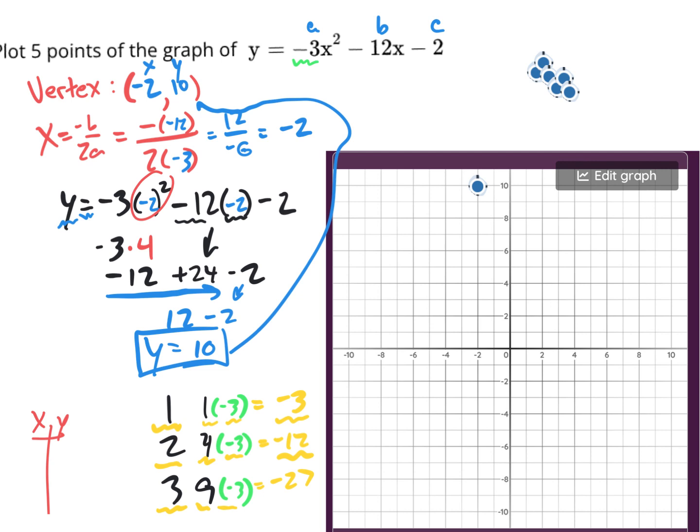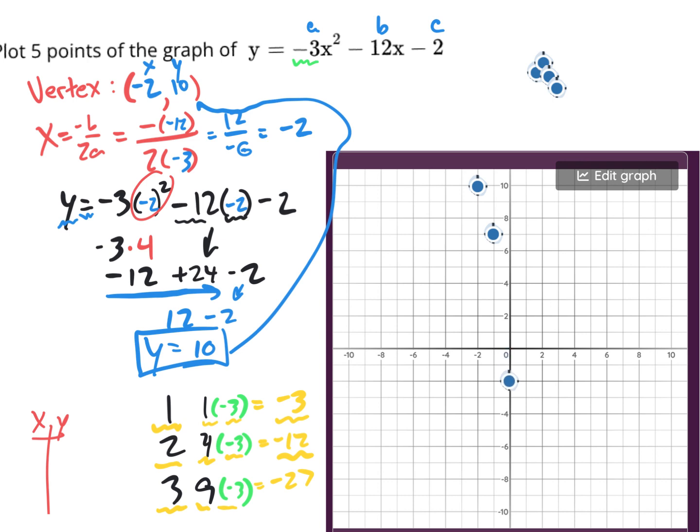So from the vertex, let's go 1 over, 3 down. I want to get one of these points from the vertex, 1 over, 1, 2, 3 down, and put a dot right there. Then I go back to the vertex, and I go 2 over, 12 down. So from the vertex, I go 2 over, 1, 2, 3, 4, 5, 6, 7, 8, 9, 10, 11, 12.